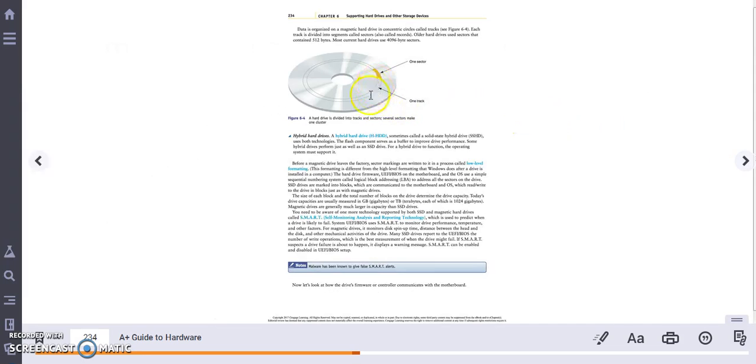With the magnetic disk, they're divided into tracks and sectors. This is one track, and then each track is basically pied out. That's called a sector, and a sector holds a specific amount of bits.